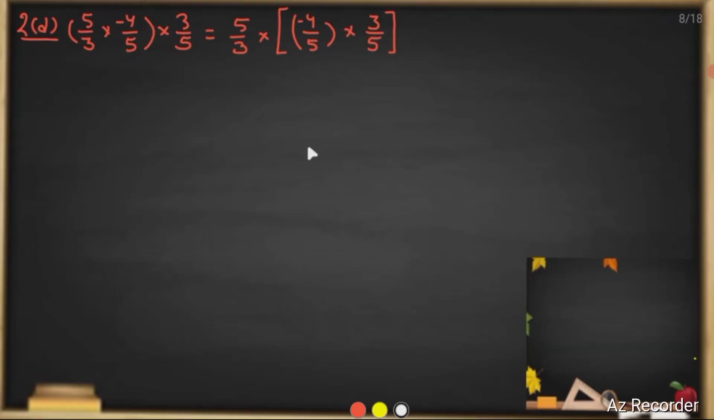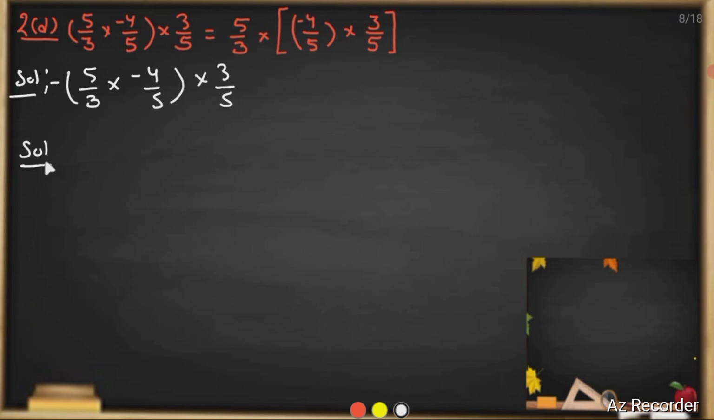The next question is here. Again, for solving this question, we take the left hand side, 5 by 3 multiply negative 4 by 5, small bracket close, multiply 3 by 5. So let's solve this question first. This 5 cuts this 5, so we have negative 4 by 3 multiply 3 by 5, and this 3 cuts this 3, so finally we have negative 4 by 5. This is the answer of the left hand side.